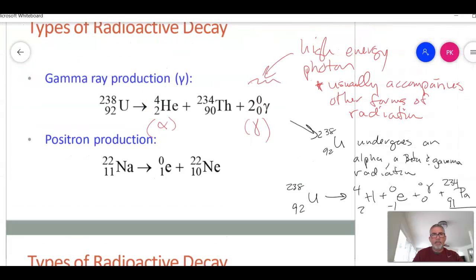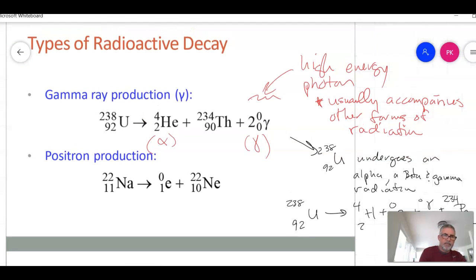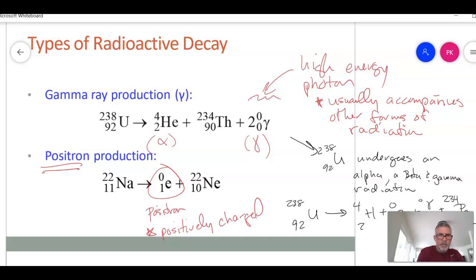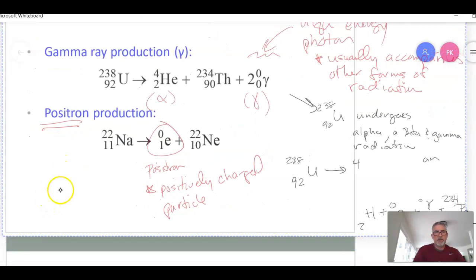Did I forget something? Oh, we have what's called a positron. Here's a positron. So a positron is a positively charged particle, and it's roughly the size of an electron, right? So we give it that E just like an electron, but if it's not negative in charge, it's a positron.